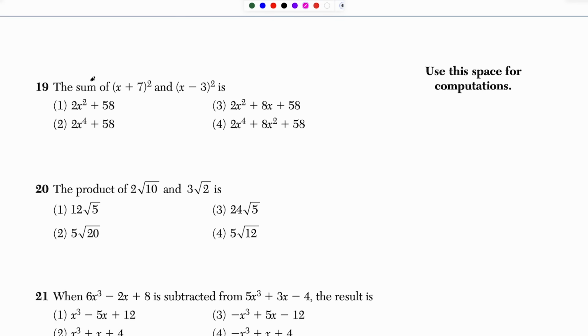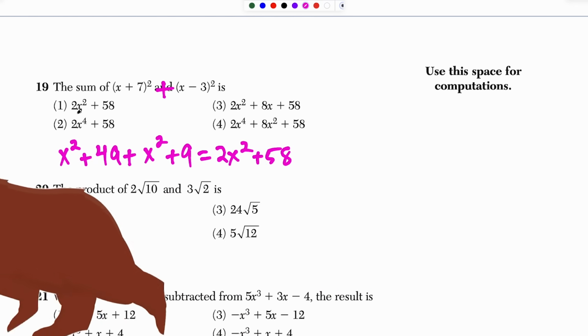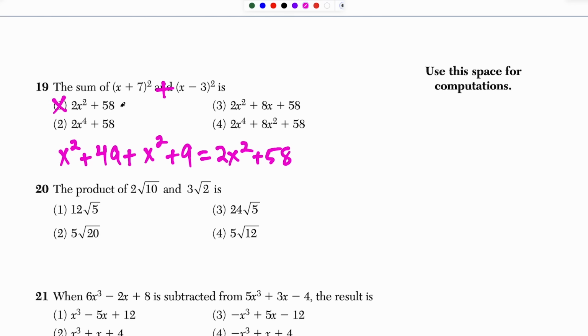If they have to find the sum of something like this, so they're adding these, I see them go x squared plus 7 squared is 49, and then plus x squared is x squared, and then negative 3 squared is 9, and then they get 2x squared plus 58. But we have to be careful here. Choice 1 is a very dangerous bear trap, okay?